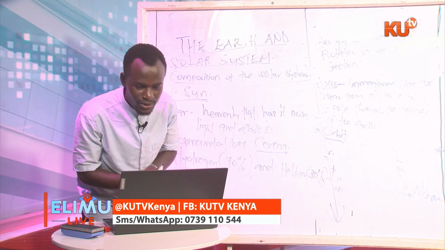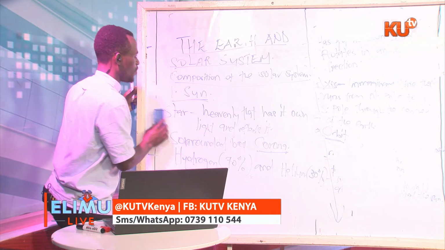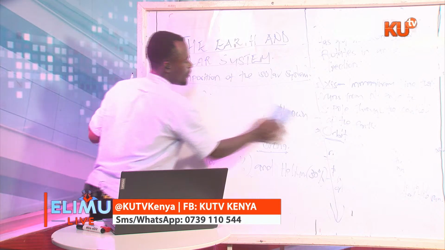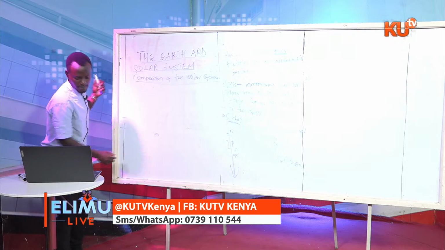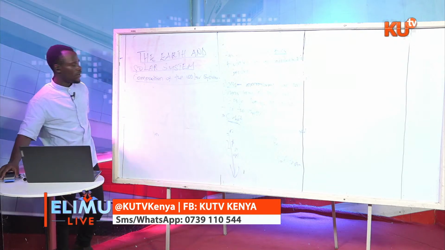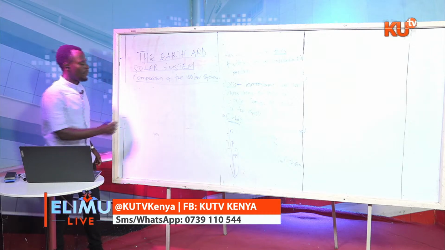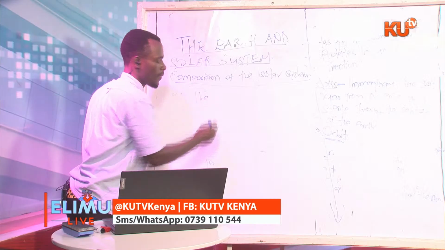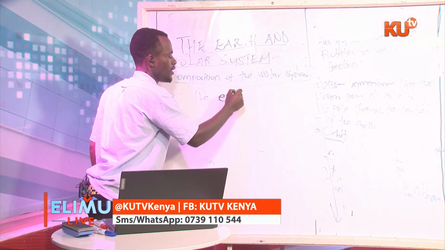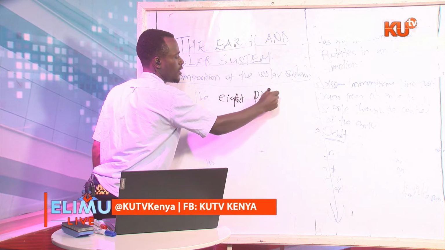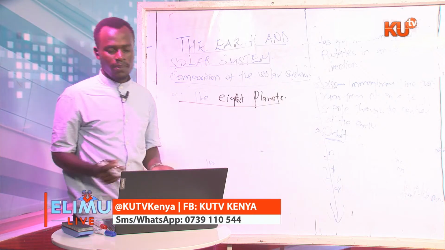Now let's go straight to component number 2, that we call the planets. Remember we have talked about the sun. Now we are going to talk about the eight planets. To be quick, we all know about the 8 planets.